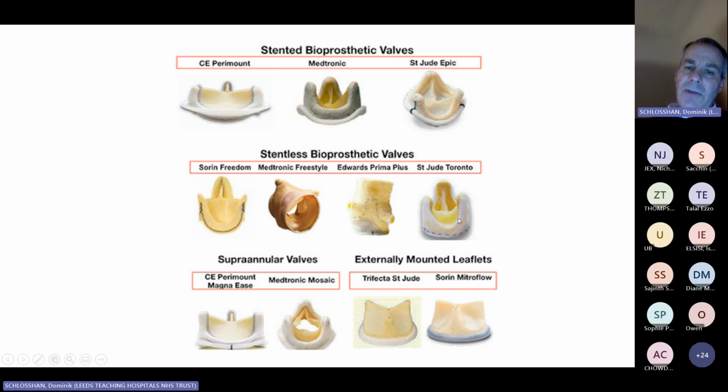So these are the common valves that the surgeons use, sorry, not me: the Perimount Magna valve, and the Perimount Magna Ease valve, that's the one here. The Trifecta valve was commonly used, and the Mitroflow, but they got a little bit out of favor. They're the common valves that we use. Okay, so just a brief idea: stented, stentless, superannular, externally mounted.